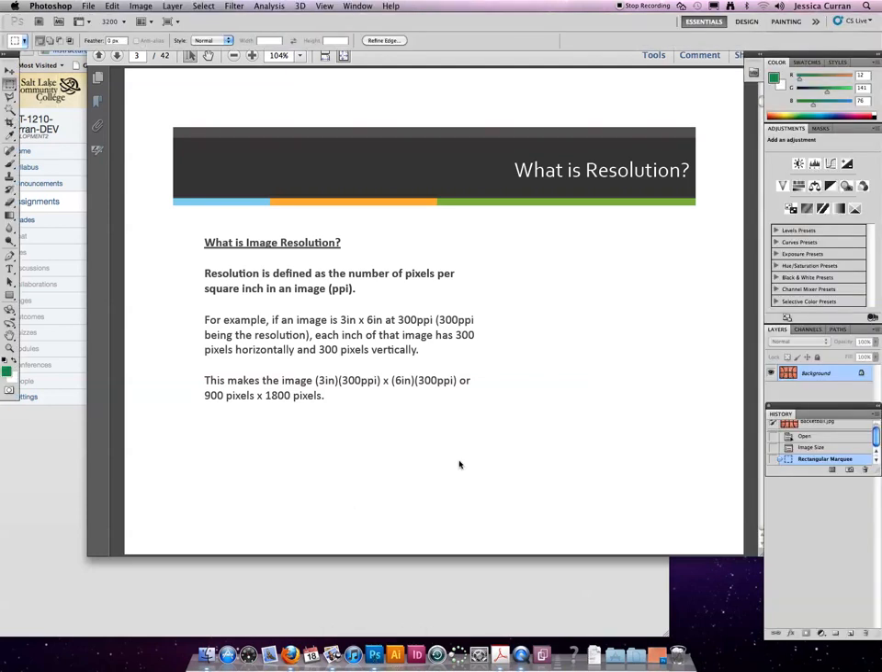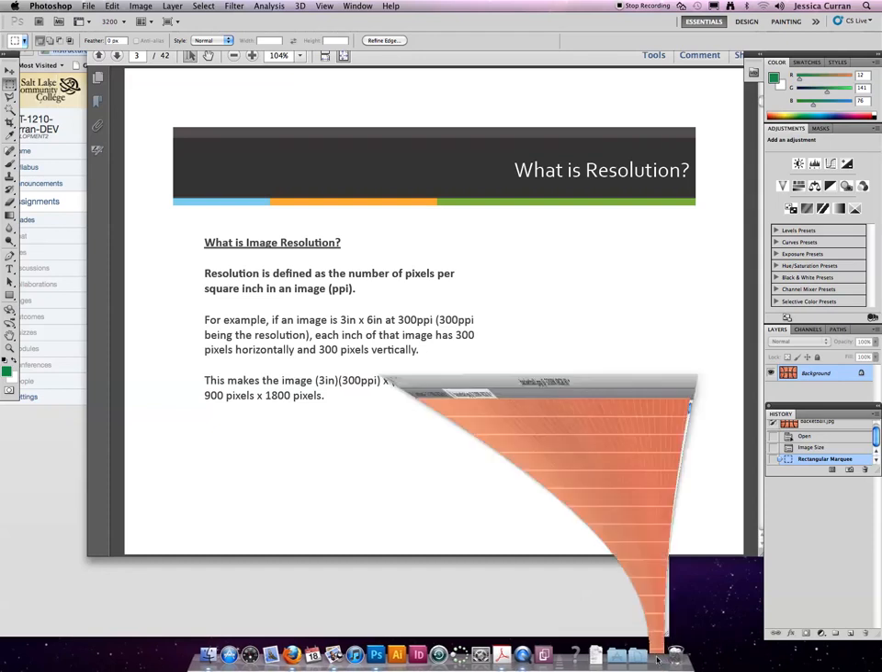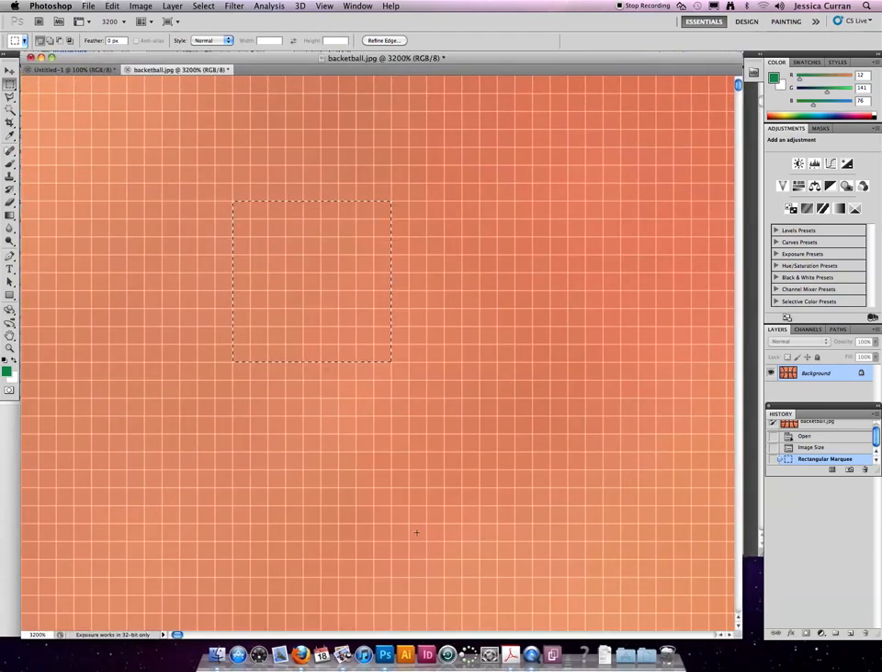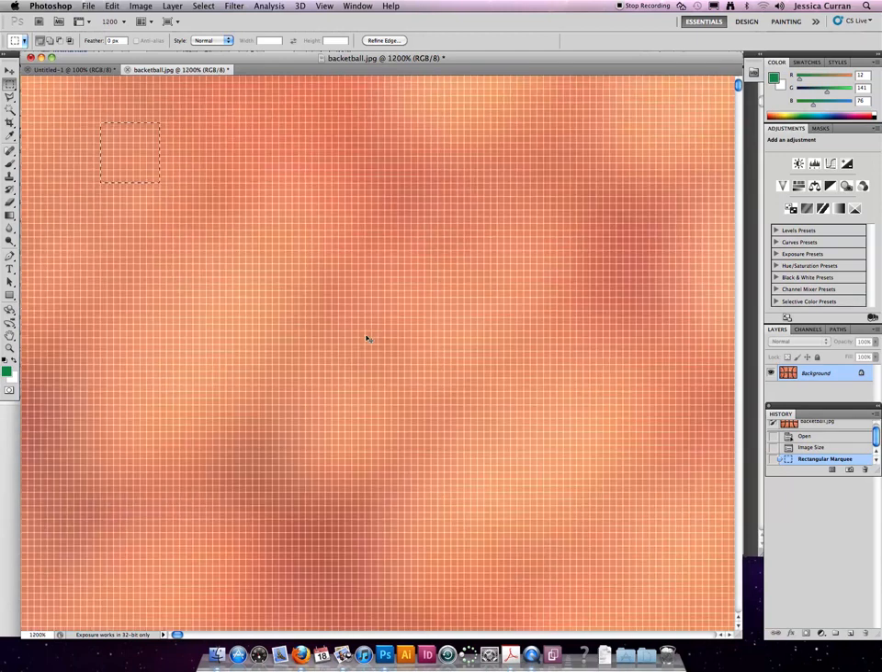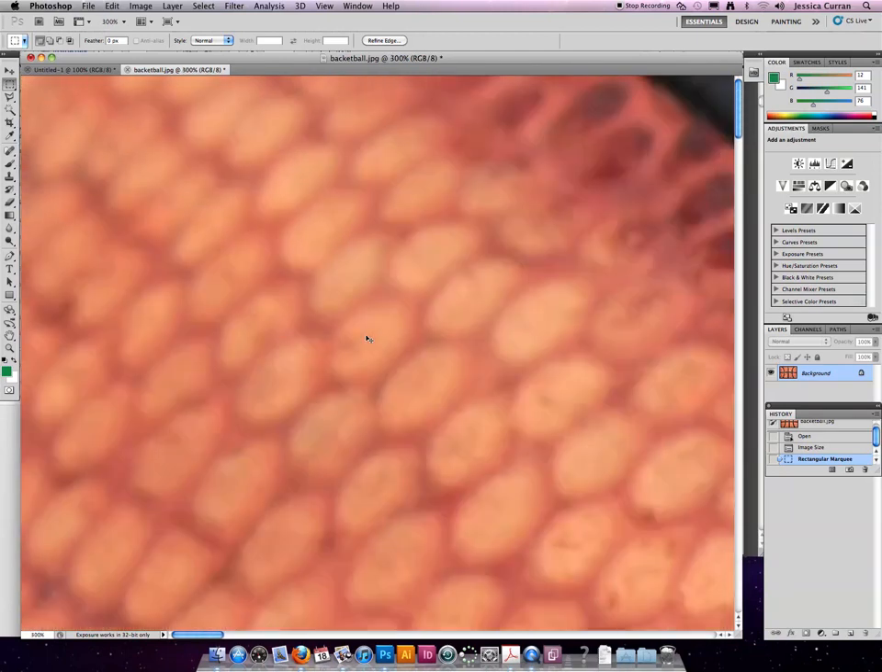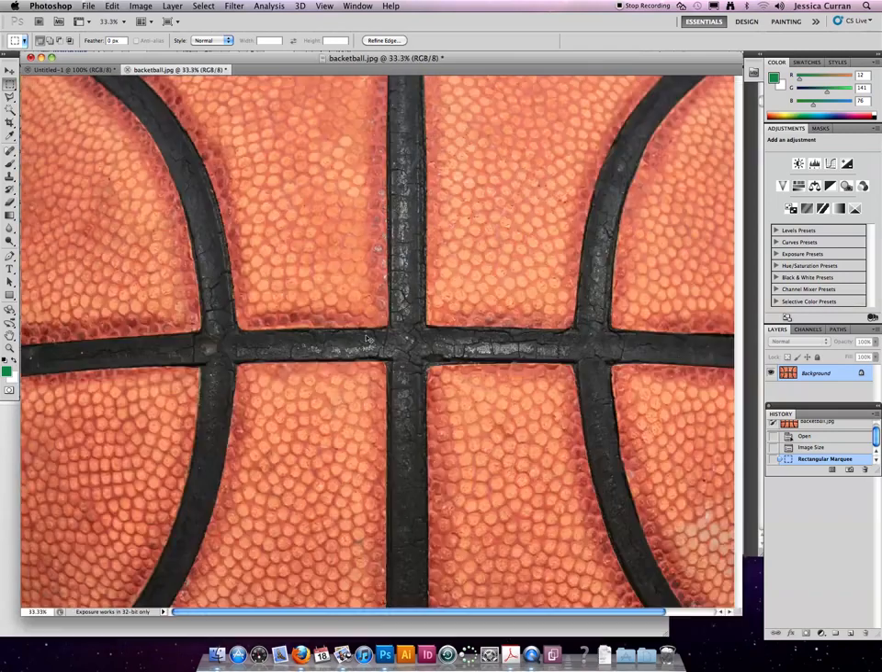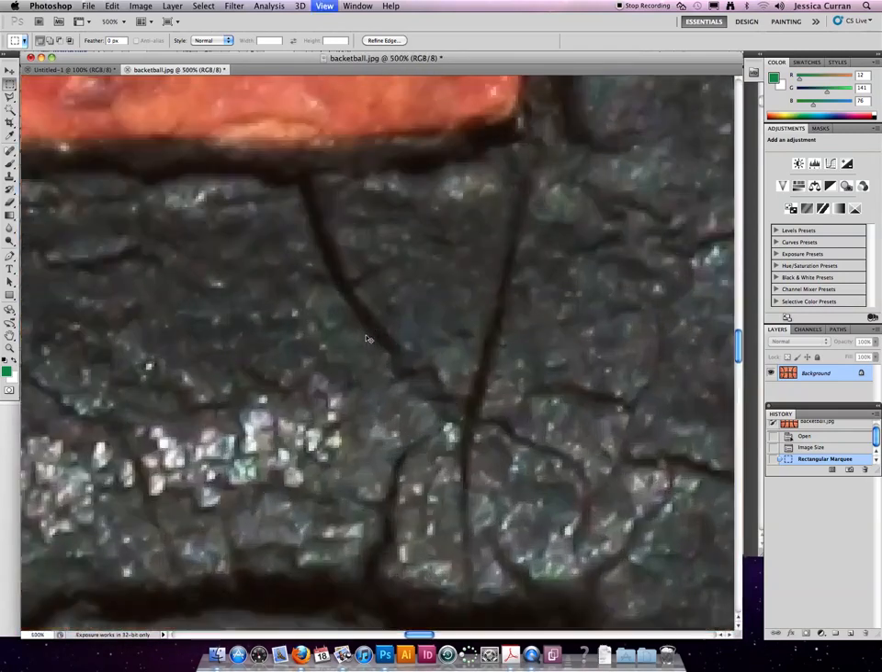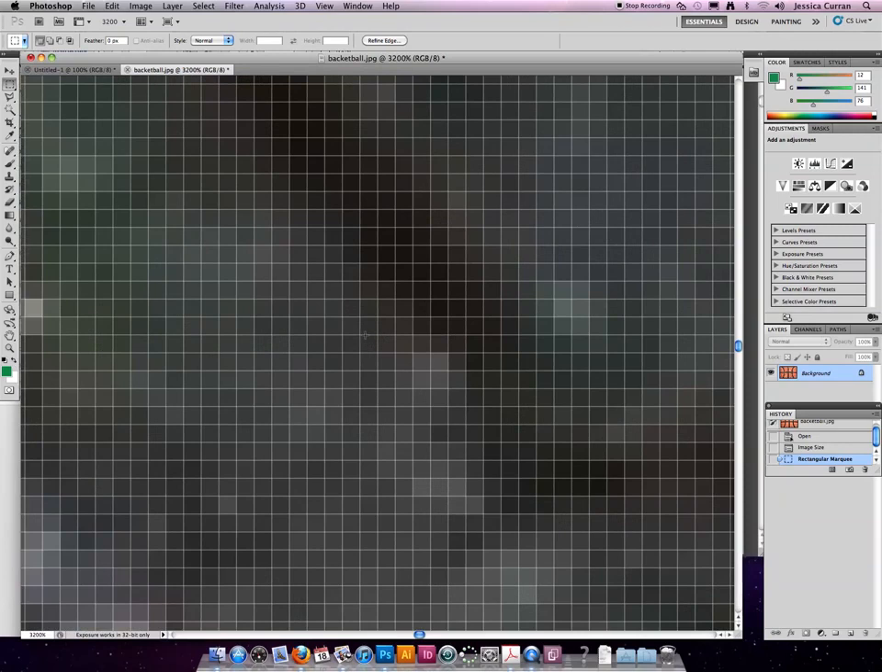I've opened up basketball.jpg and I've zoomed in on it so you can see the pixels. A pixel is a bit of data. Each one of these squares is either on or off. It has one value. It cannot have any tonal range. If I were to zoom out, you would eventually start to see the illusion of tone. But if I zoom all the way in, the furthest I can go will show me all the pixels.